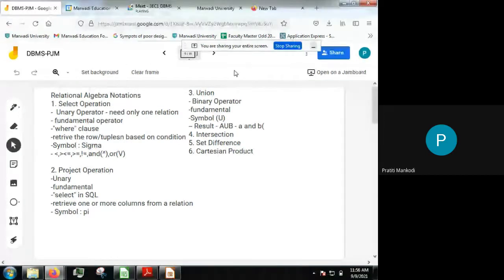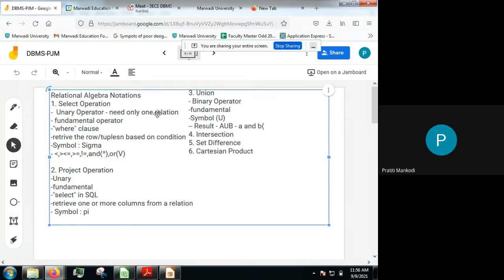Fine. So same thing. So selection operation, it is a unary operator, need only one relation. It's a fundamental operator. What is fundamental operator? Do you know primitive type and derived type? What is derived data type? It is derived from the primitive type, right?